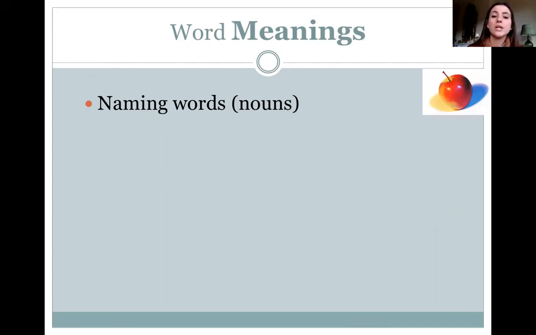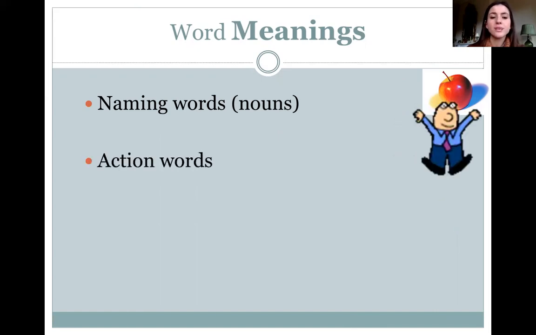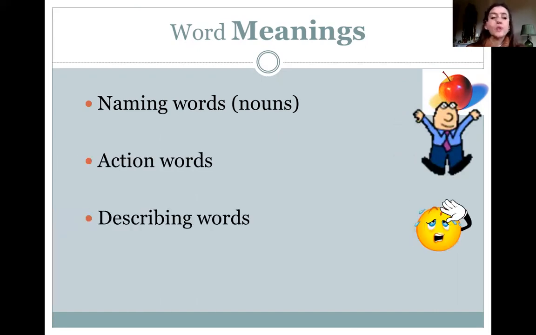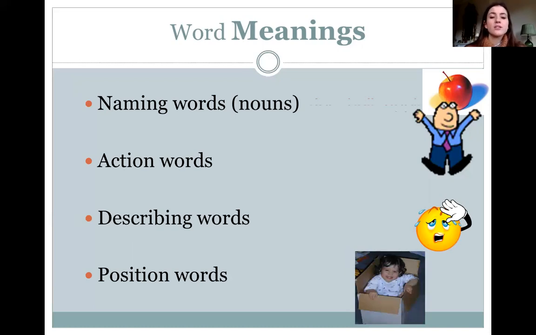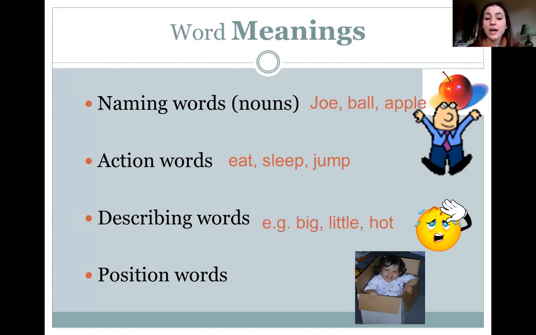Okay, so we move on to word meanings. We've got naming words, such as nouns. We've got action words, describing words, and position words. Naming words are things like nouns, so someone's name, objects, ball, apple. And we've got action words, which are doing words, like verbs, so eat, sleep, jump. Describing words, so things like adjectives, so big, little, hot, and position words, so in, on, under, anything that shows the position of an object. This is just a quick slide to ensure that everyone has a shared understanding of the terminology.